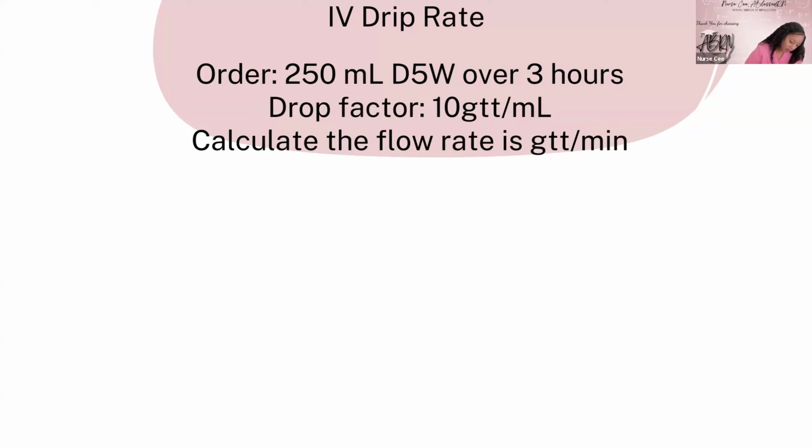Okay, so what do we have here? An order for 250 milliliters of D5W over 3 hours. So once again, volume over time. How much of this fluid over how long does it take to get into the patient's veins? And we have a drop factor of 10 drops per milliliter. We're going to calculate the flow rate in drops per minute. Okay. So what is our goal here?